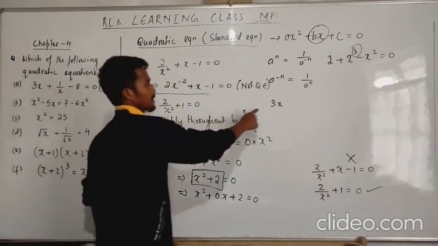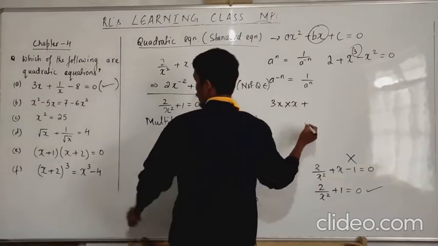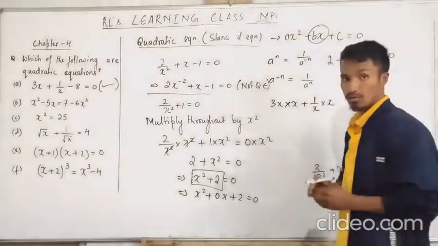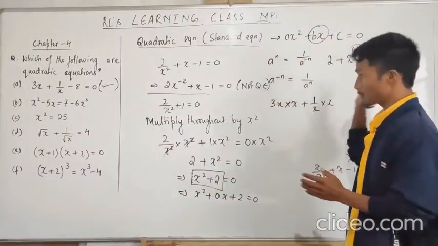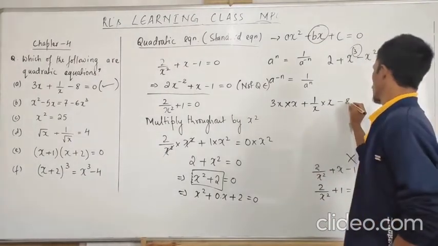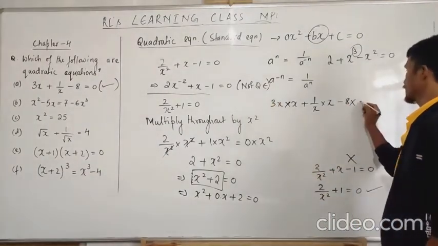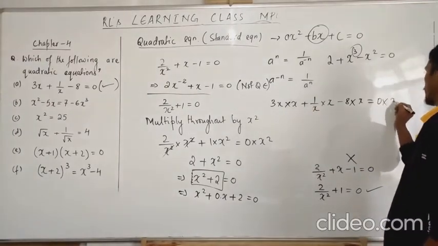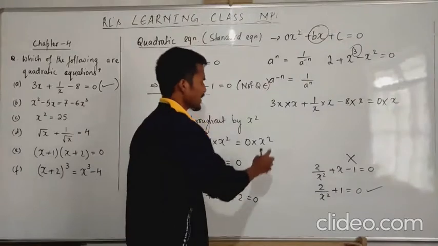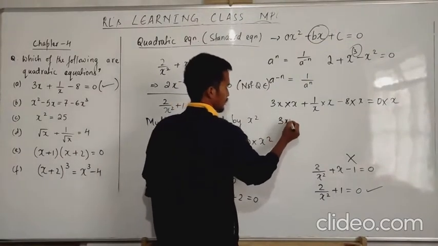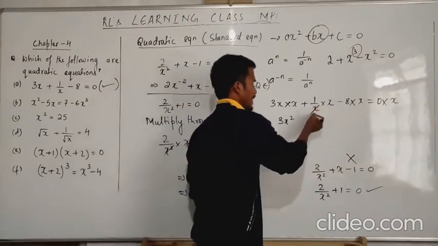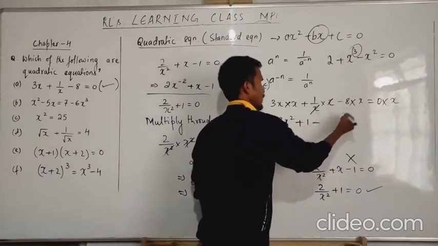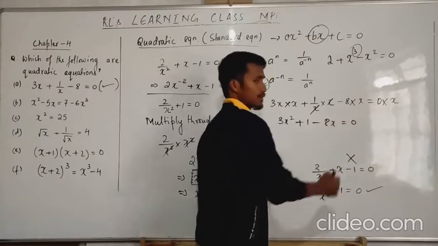Then I'll put here 3x into x, then plus 1 by x, and put here 1 by x. Multiply again with x. I told you, multiply throughout by x means we have to multiply everything. Then minus a, in a also we have to multiply x. Then equal 0, then 0 also multiply with x. Then here, x into x square. Then here, x and x cancel. Then we got plus 1. Then here, a into x, we got ax equal to 0.